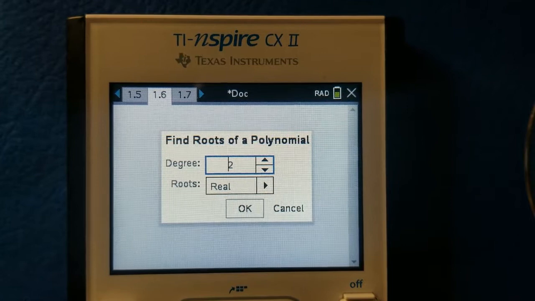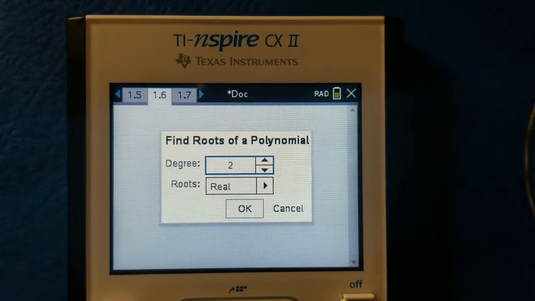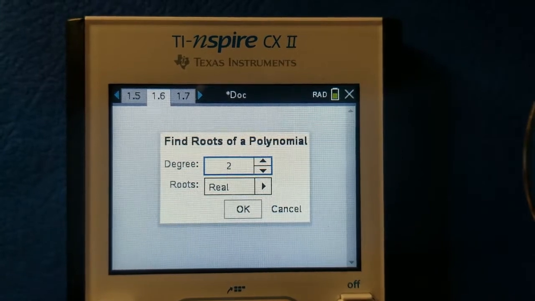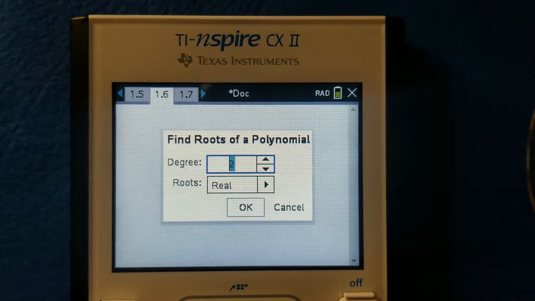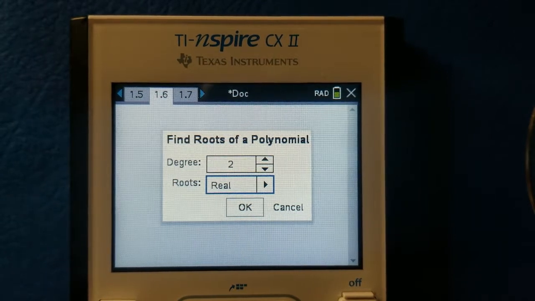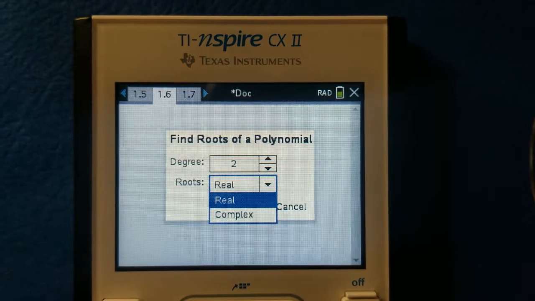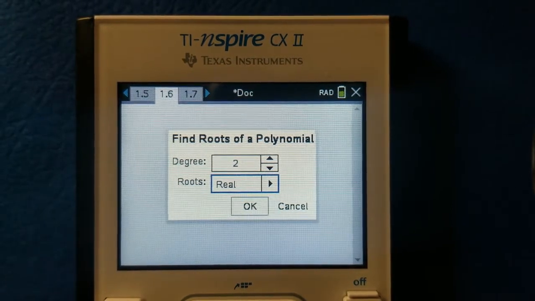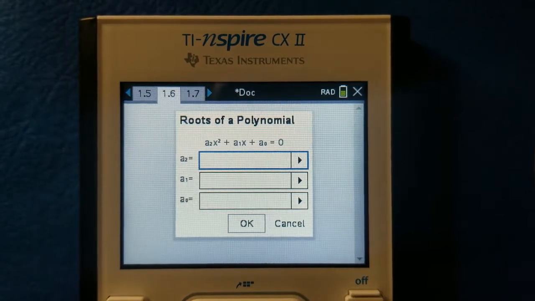Okay, so now it's going to ask for the degree of the polynomial, which just means the highest exponent that we have, which in our case is 2, and most of the time it's going to be 2. So we do that, and then it asks if we want real or complex roots, and we're always going to choose real roots. And so then we hit enter, and we get here.